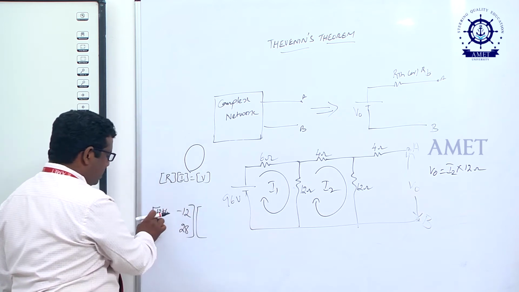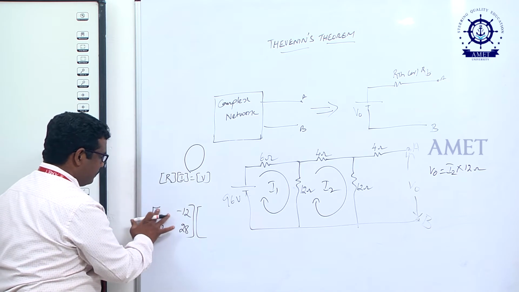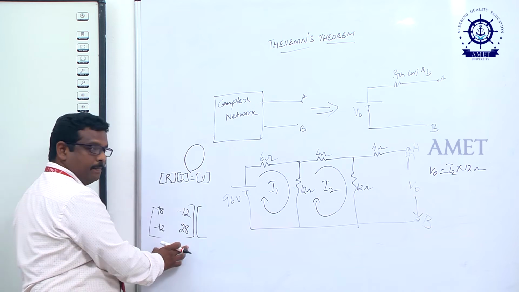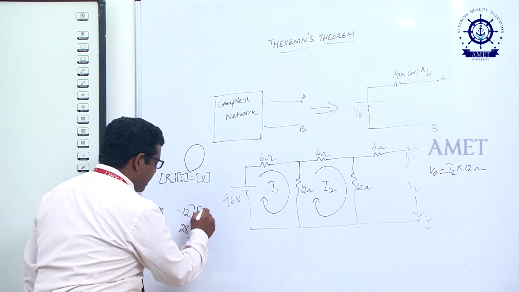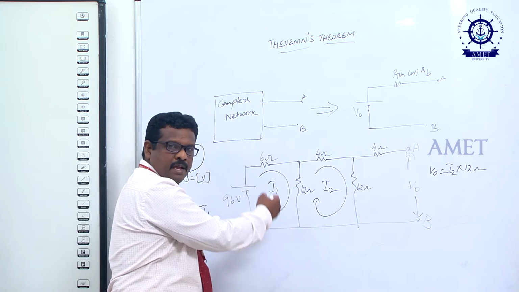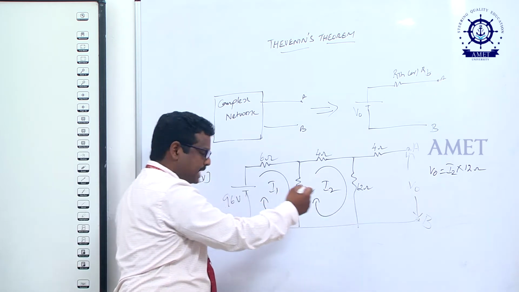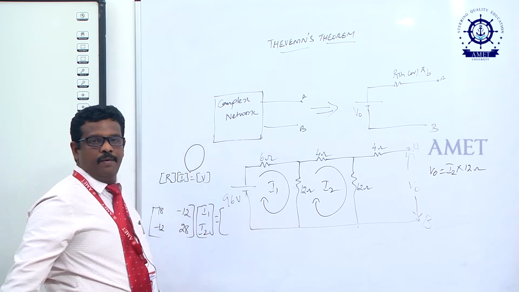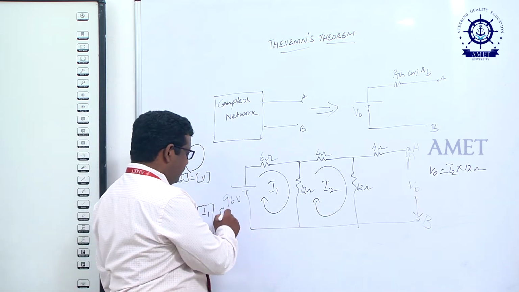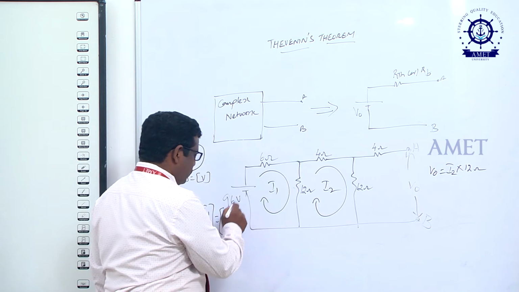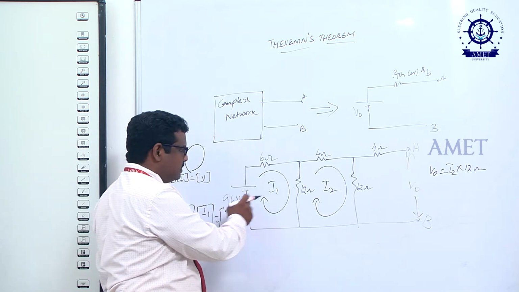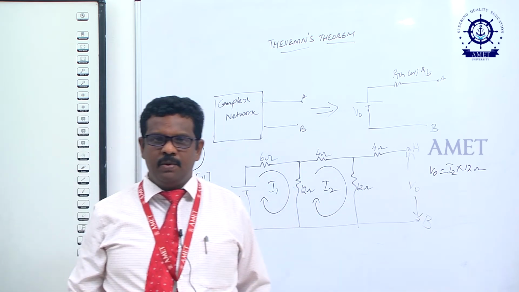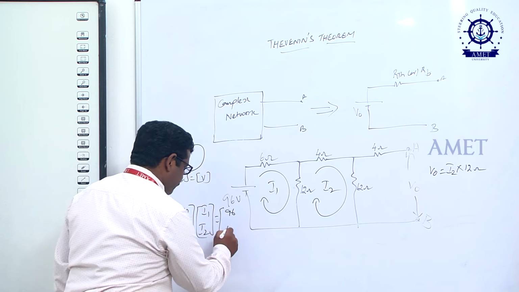Now, we have framed 12 plus 6, 18. So, this resistance we framed R. I is nothing but what is the current flow in the first loop, what is the current flow in the second loop? I1, I2. Then what is V1? This is nothing but V1, V2. What is the voltage in the first loop? 96. What is the voltage in the second loop? So, no sources is connected in the second loop. So, you simply put it as 0.